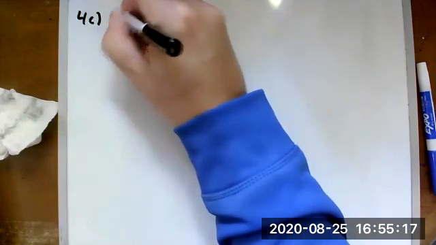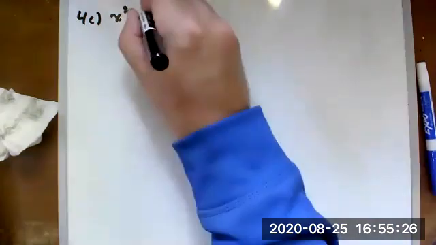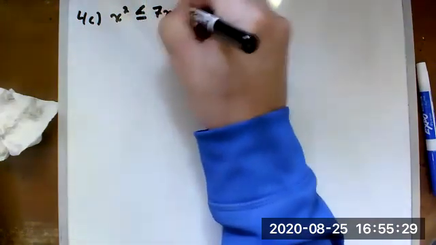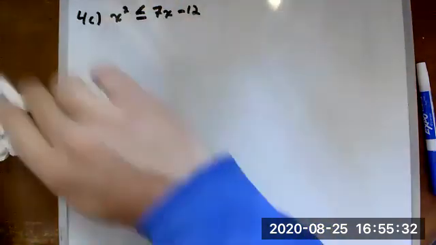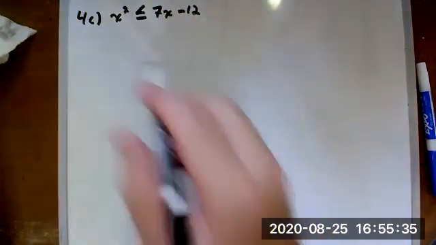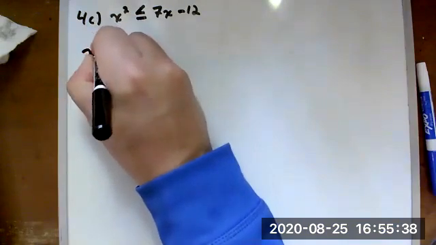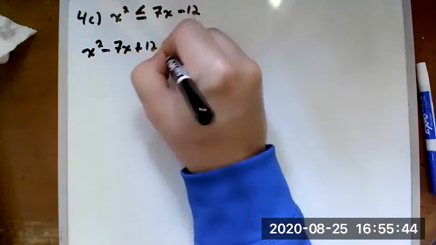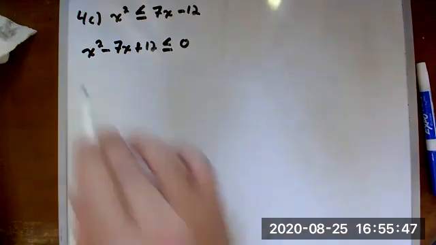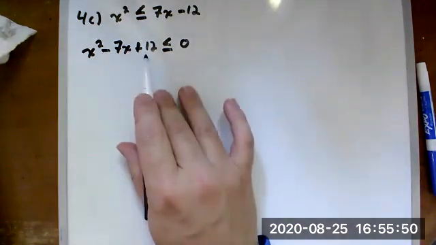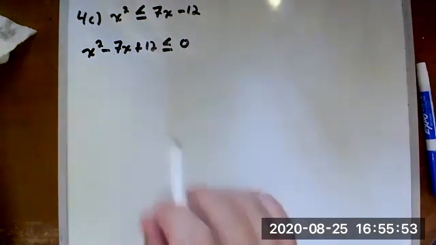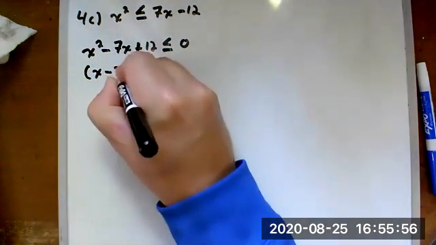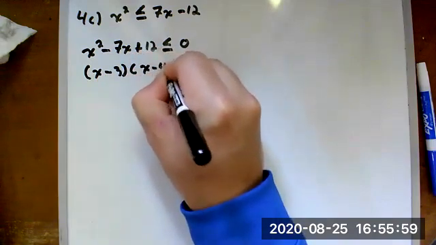For C, which says x squared less than or equal to 7x minus 12, I'm going to move everything over to the left-hand side just because that's the way I want the signs. So we end up with x squared minus 7x plus 12 less than or equal to 0. Then we factor it. What multiplies to make 12, positive 12, but adds to make negative 7? Well, our answers there end up being x minus 3 and x minus 4.